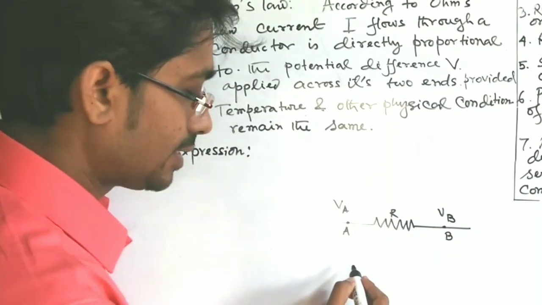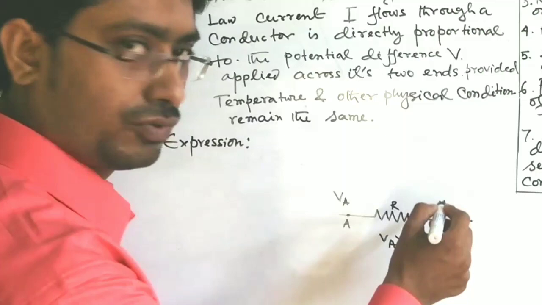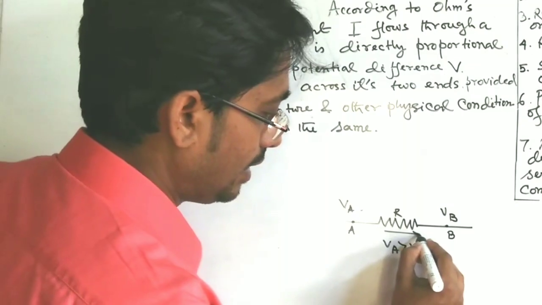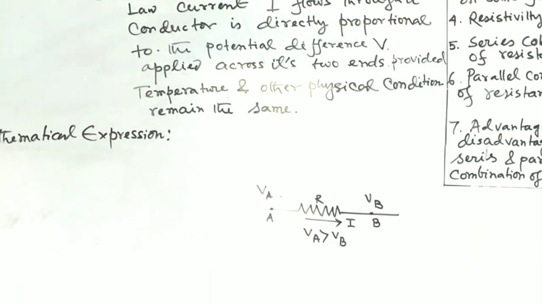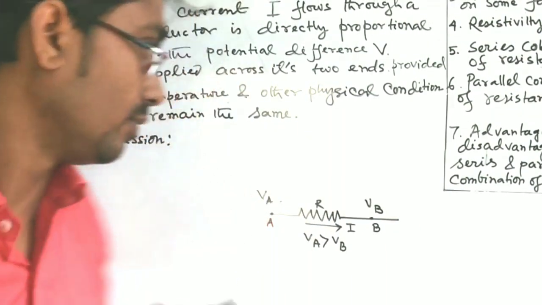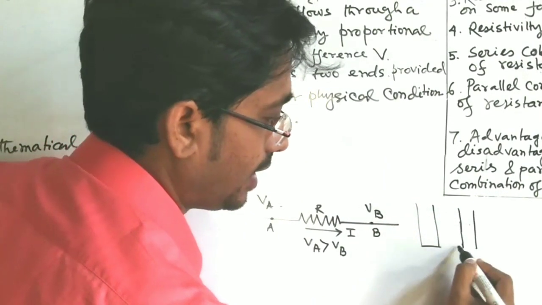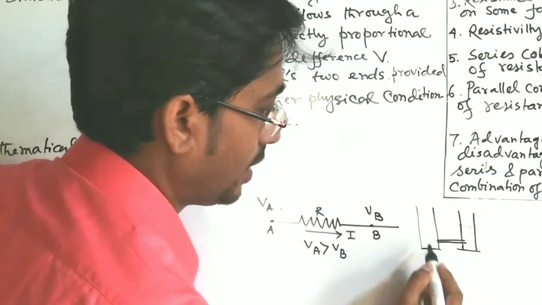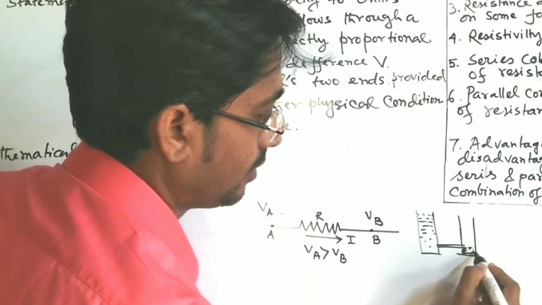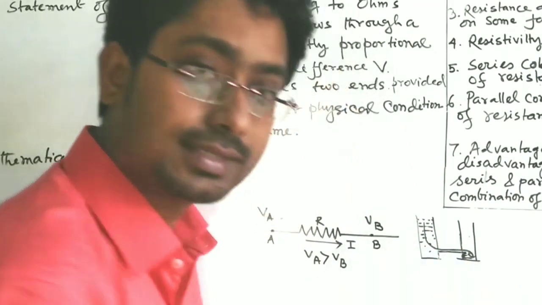And what is the potential difference? Suppose VA is greater potential with respect to VB, then current flows in this direction. I have given you one example. If there are 2 containers connected by a small pipe, and one is filled with water to a higher level and the other to a lower level, then what will happen? If you open these 2 ends, then water will flow from this container to that container.